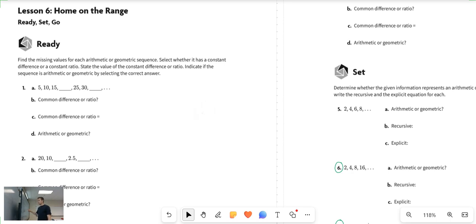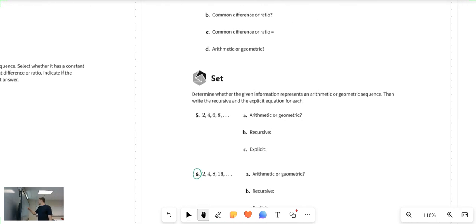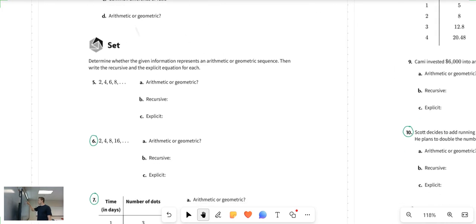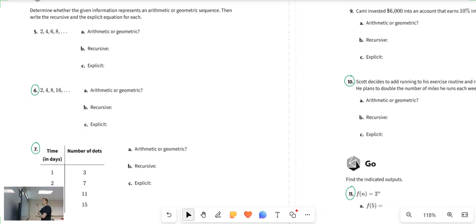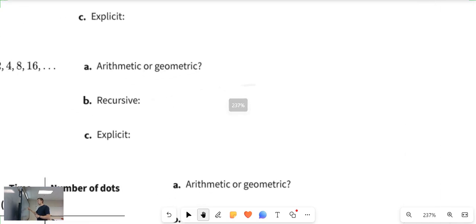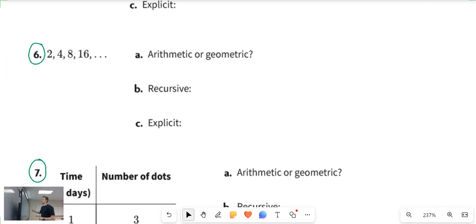So our first assigned problem is actually not on the first page, it is on the second, and it's all the way jumping into the set. Determine whether the given information represents an arithmetic or geometric sequence, then write the recursive and the explicit equation for each. So we're going to look at a sequence and determine first, is this arithmetic or geometric?